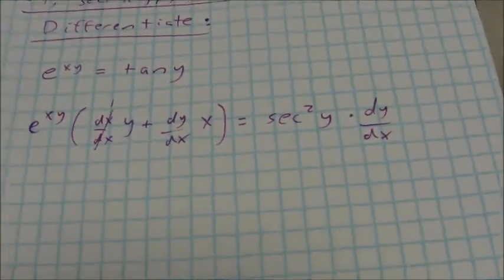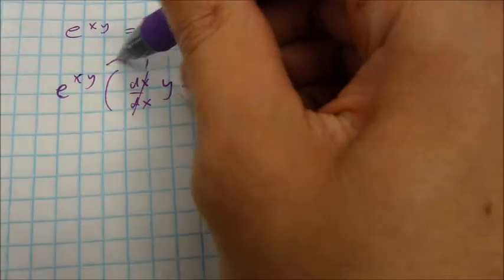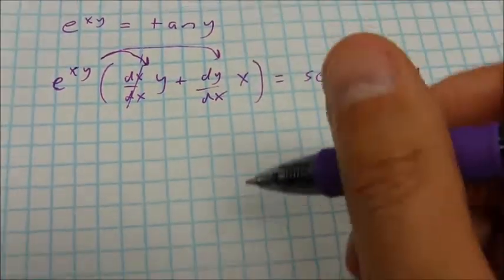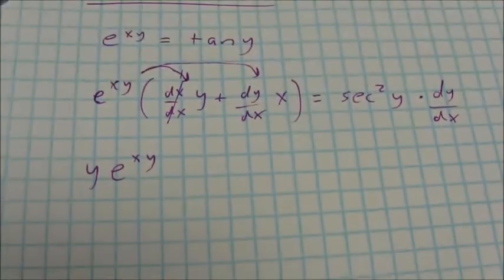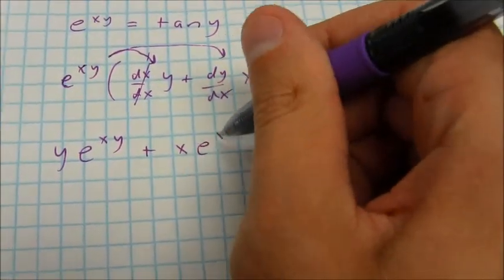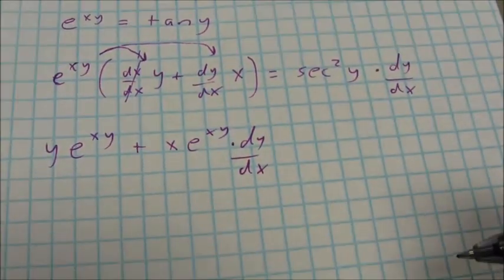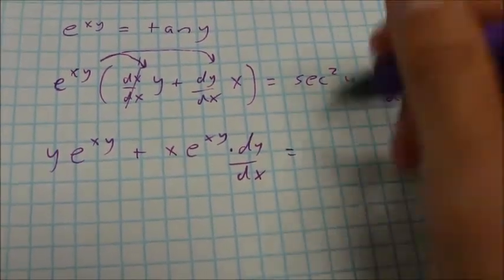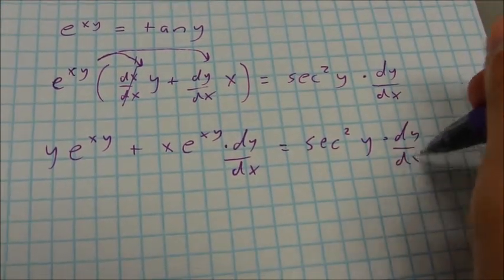Now, a lot of simplifying needs to happen here. I'm going to go ahead and distribute. So I just have a y here, and that's going to be multiplied. It's going to be y e to the xy when I multiply through, plus x e to the xy times dy dx equals, on the other side, secant squared y times dy dx.